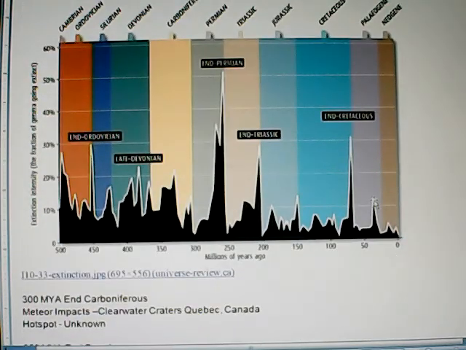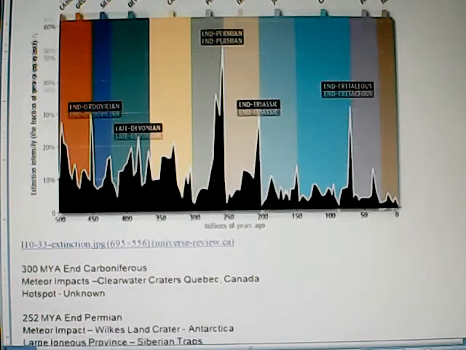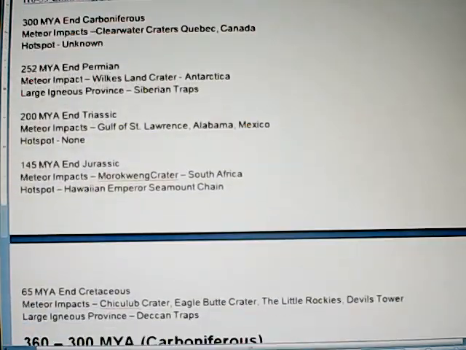So I would anticipate that all of these points were due to meteor impacts. The larger the point, the larger the impact. 300 million years ago, you had the Clearwater craters in Quebec, Canada. Typically, you would expect one large meteor impact to cause a hot spot somewhere on the opposite side of the planet. When you have more than one, destructive interference for the shock waves keeps it from converging, and therefore you typically wouldn't have a hot spot.